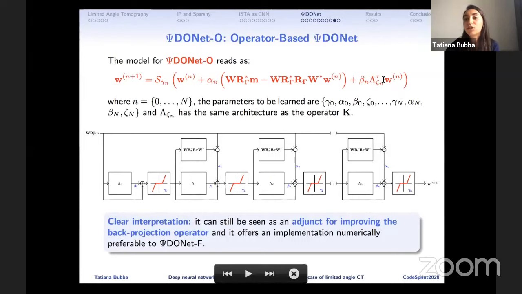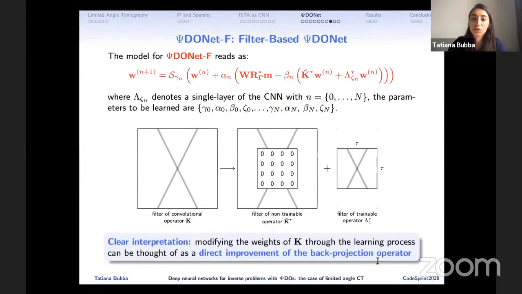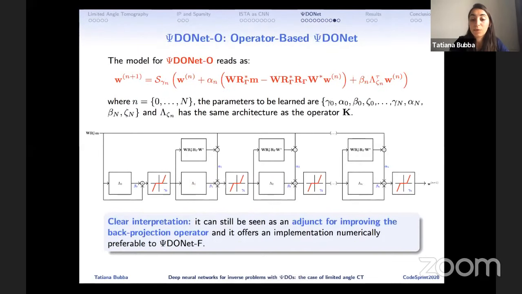And again, the learning structure here is the same as the architecture with the convolution, with the bow-tie filters, upsampling and downsampling I described. And this also has a very clear interpretation, because it can still be seen as an adjunct for improving the back projection operator. But compared to the filter-based operation described here, this is numerically more competitive and makes it possible to work with larger images.